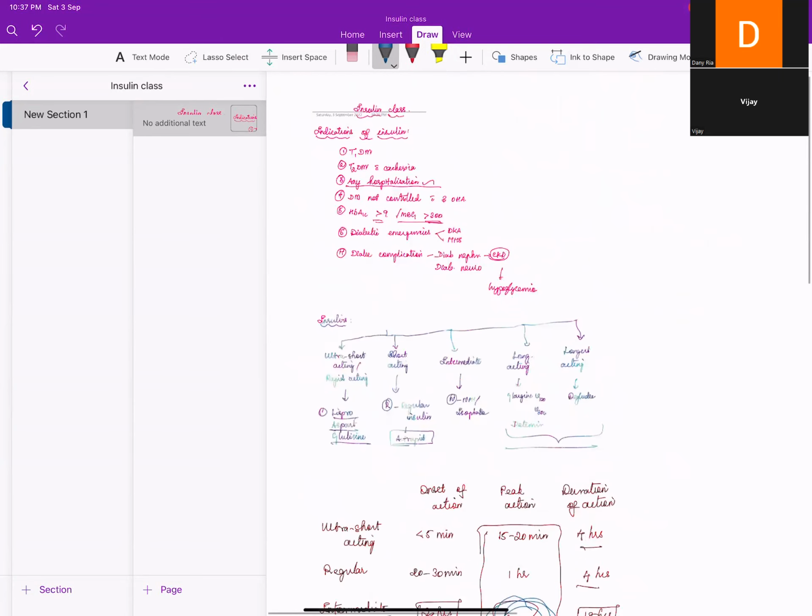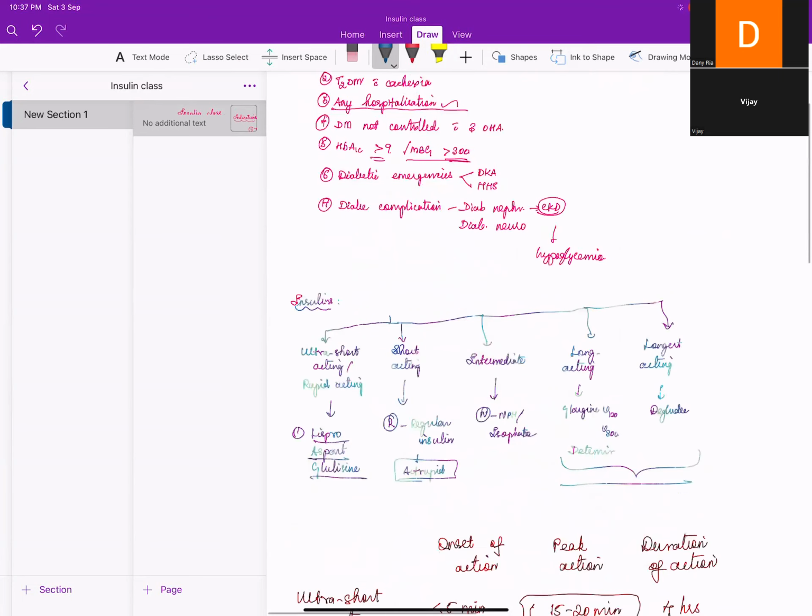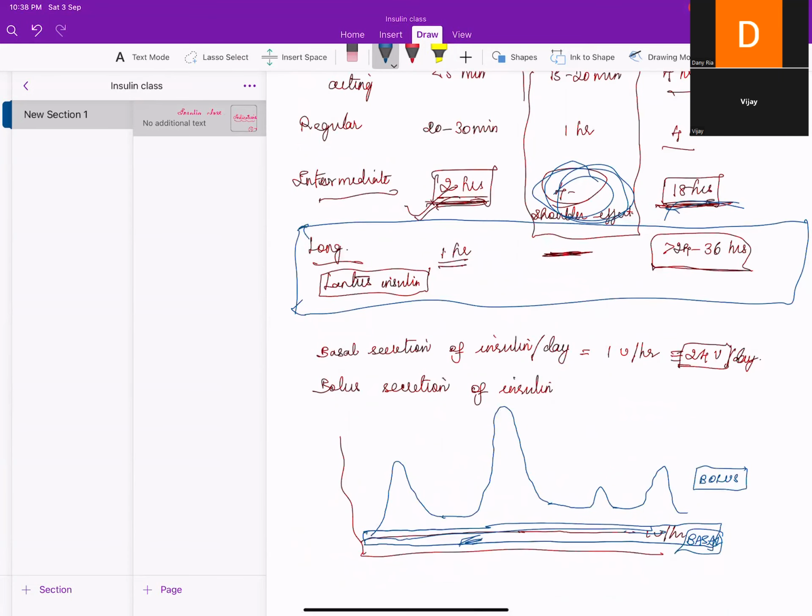So till now the point again: long acting insulin is used as basal. Long acting is the best insulin which can be used as a basal insulin because it is more physiological. The next best insulin to long acting, if long acting is not available, you should go for an intermediate acting insulin. But what is the disadvantage of intermediate acting insulin? The shoulder effect or a peak effect at 4 hours.